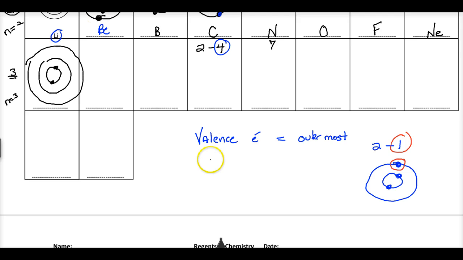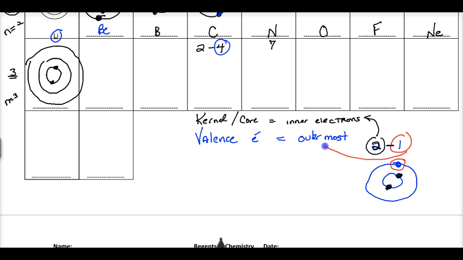So the kernel electrons. Kernel is another word for core electrons. These are the inner electrons. And as you've already learned, these electrons are more stable. So here are my inner electrons. And 2-1 tells me that what? I have 2 inner or core or kernel electrons, and valence means I have 1 outermost.